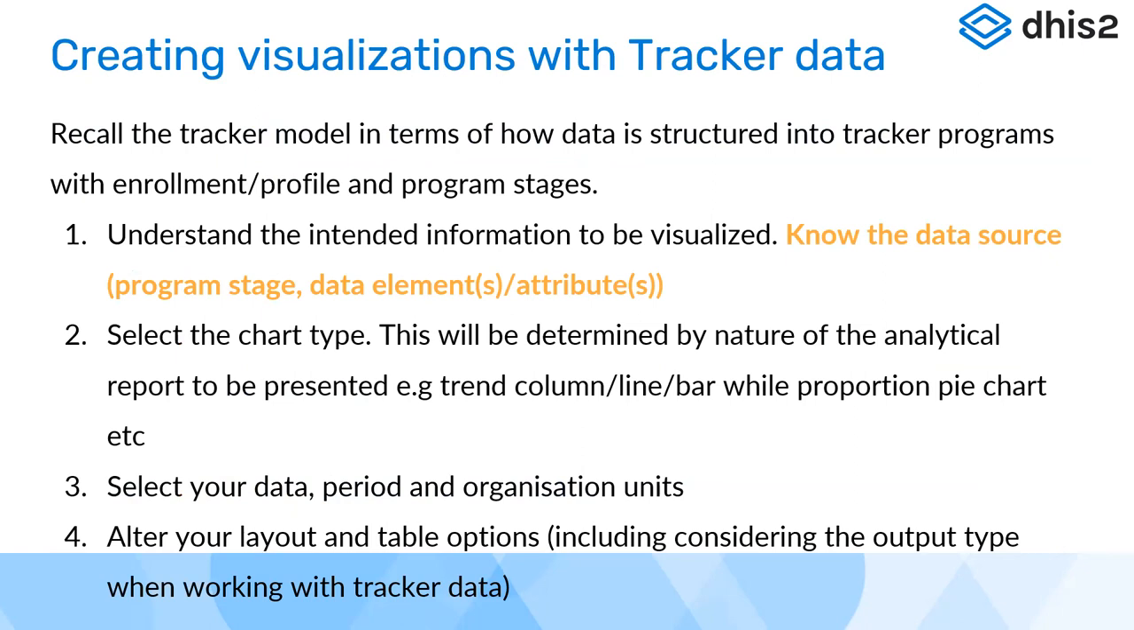So how do we create a visualization with tracker data using Event Visualizer? Going back to basics, we always need to remind ourselves about the tracker data model. As per the tracker data model, we identify different components, right? So we have to configure them in the Visualizer app for us to generate a visualization. First of all, the most important thing is of course to know the data source, which is the program stage, and the data elements and attributes which will be visualized in the Visualizer application.